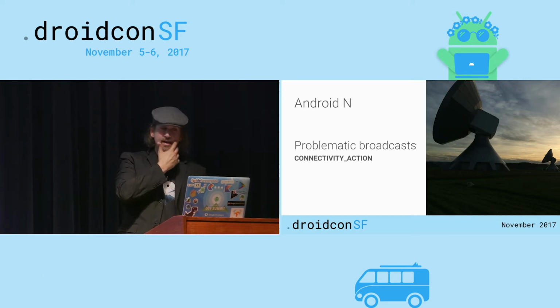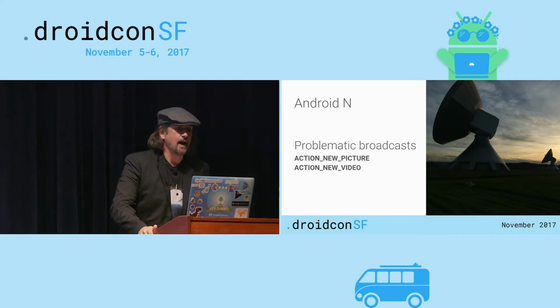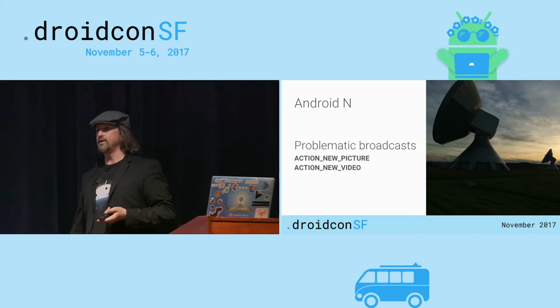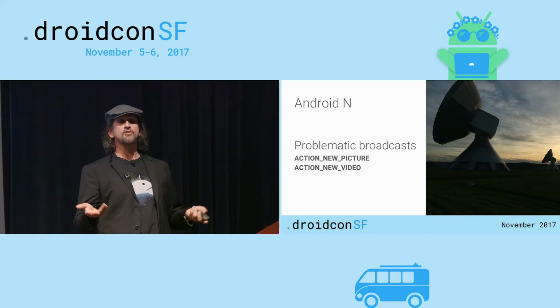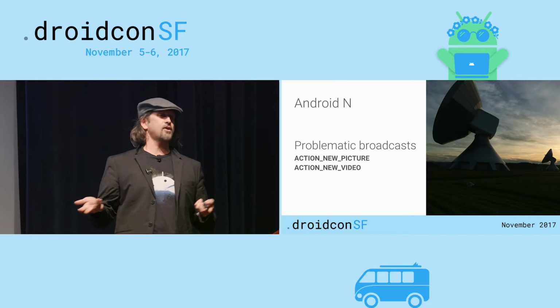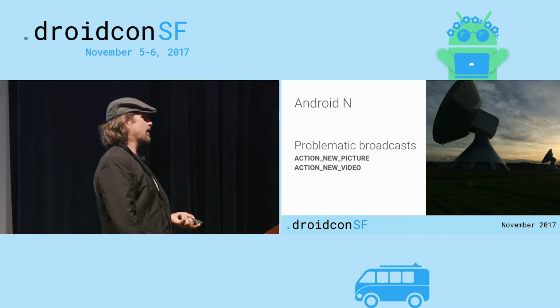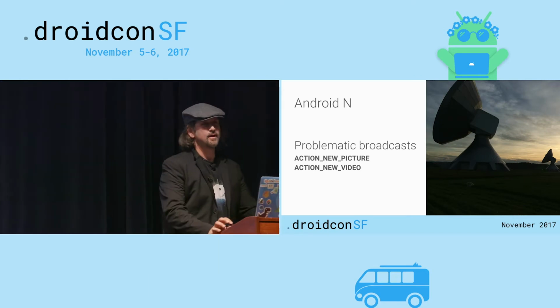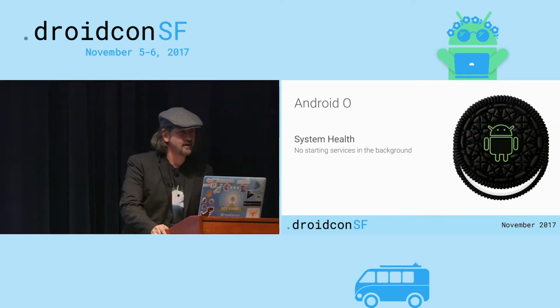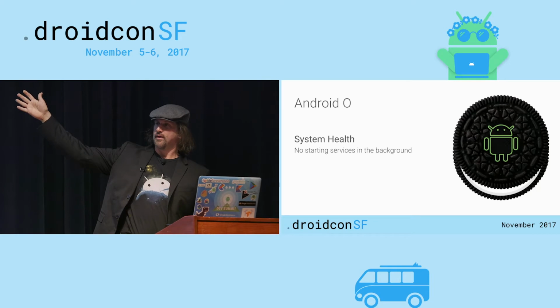So connectivity action was limited in N. Action new picture and action new video were limited in N. And this makes sense. You can still register them with register receiver if you're actually running. But if you're not running, then you can't get access and your app won't get launched, which is important because launching your app is expensive. So that gets us to here.